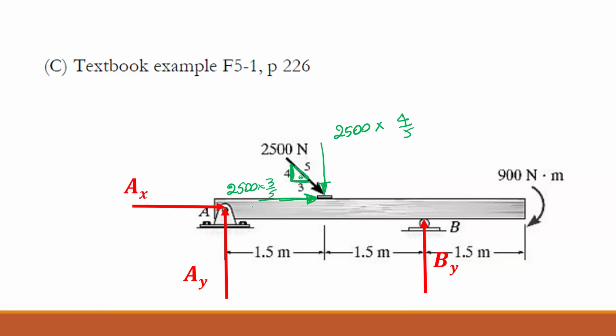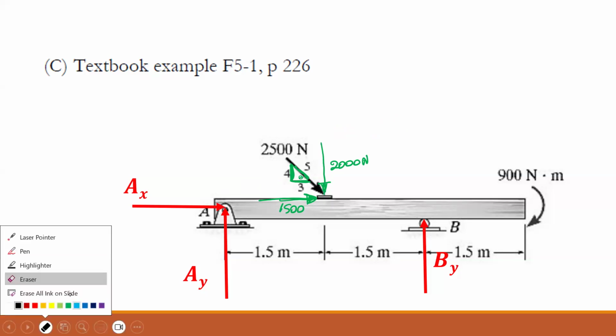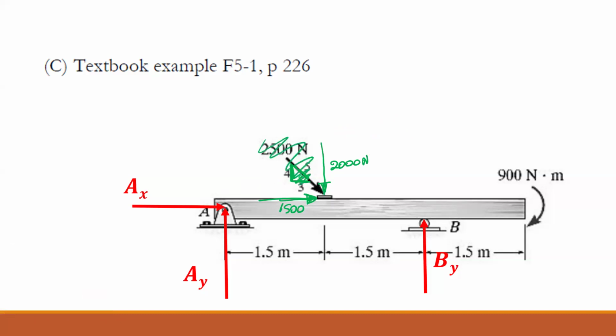So you can say 1,500 in the x direction, and the y direction will be 4 over 5 times 2,500, which is 2,000. So you can easily do it. Otherwise, you can find the theta and do it as well. So these are the two components you can use, and you can ignore the original force now. Up to here, any question?